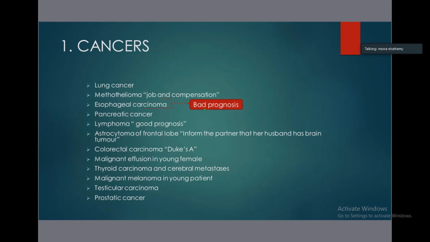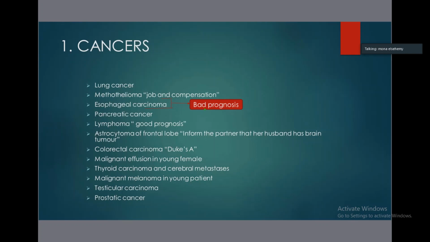The next type of cancer is testicular cancer. Again, it is a good prognosis cancer, one of the cancers with good prognosis, but you have to stress the importance of long-term follow-up as with any curable cancer. Also, it is important to stress the job, and in this cancer, the patient may be concerned about the disfigurement that is going to occur after surgery. So you have to tell him that there is an artificial prosthesis that is going to correct this disfigurement.